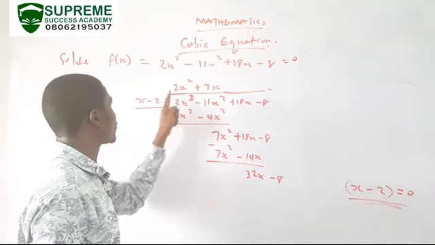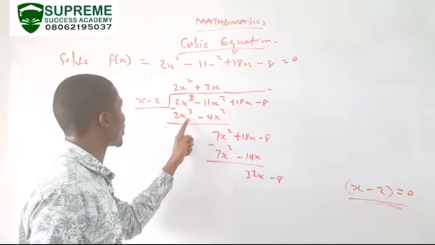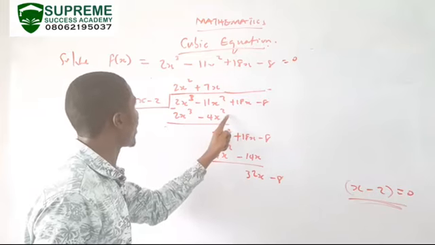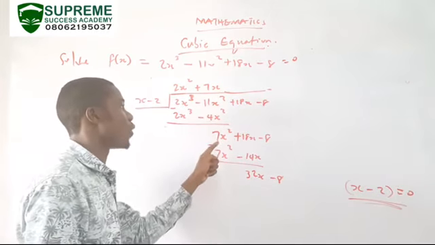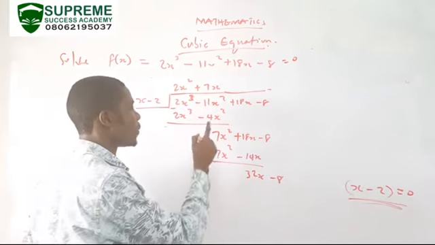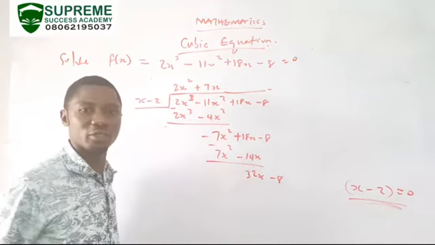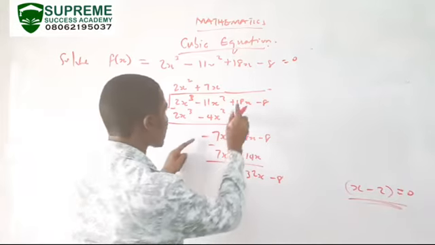This divided by this will give us 2x squared. This times it gives us what? 2x cubed. This times this is minus 4x squared. So you subtract. This will be 0. So minus 11 plus 4. Minus 11 plus 4 will give us minus 7. Sorry for that. Then you bring this one down.